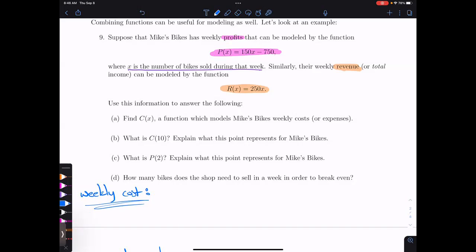Okay, so what are we doing when we take a number and take a portion of it out and see what's left over? Subtraction, right? Okay, what do we need to subtract? Profit from revenue, yeah. Cost is revenue minus profit.